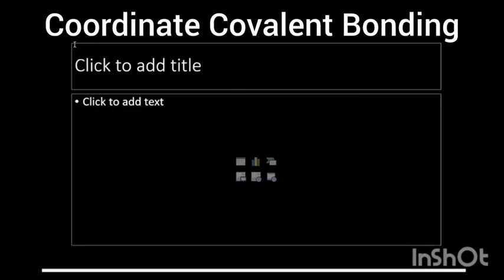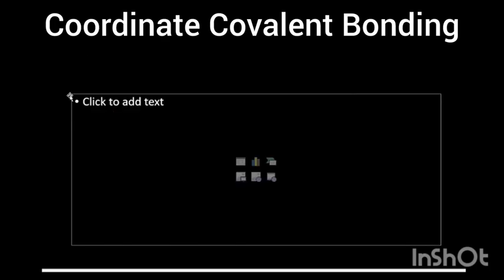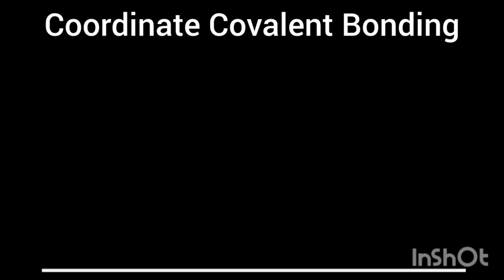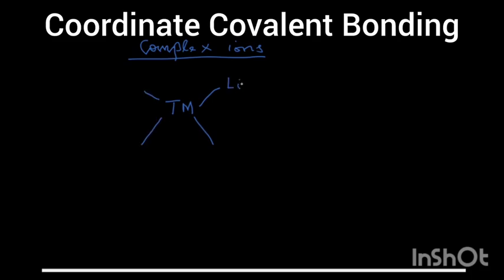Apart from these two, there is a group of compounds we call complex ions. Complex ions also undergo dative bonding. So how do you identify complex ions generally? Complex ions have transition metals attached to what? Ligands. Transition metals attached to what? Ligands. I hope you are listening.